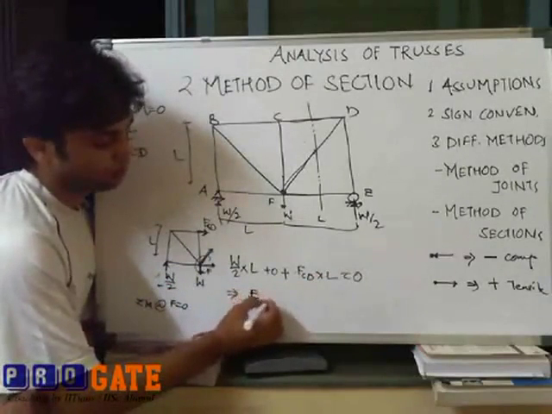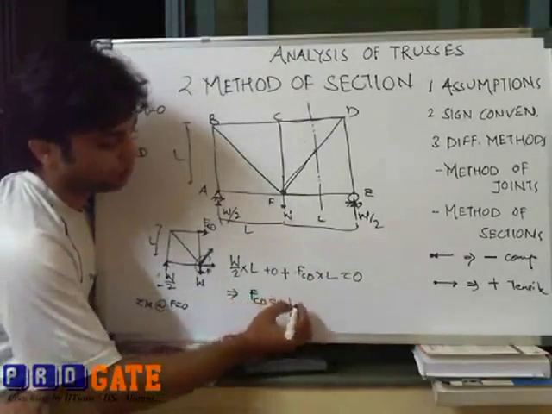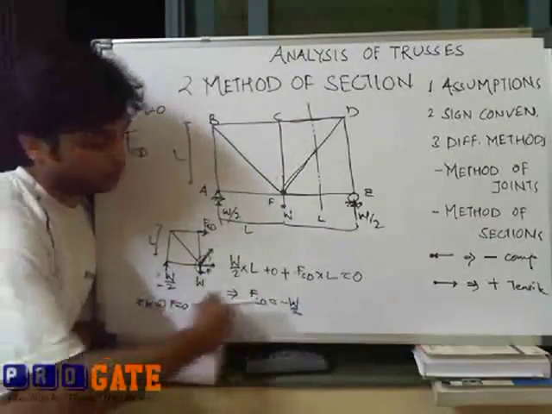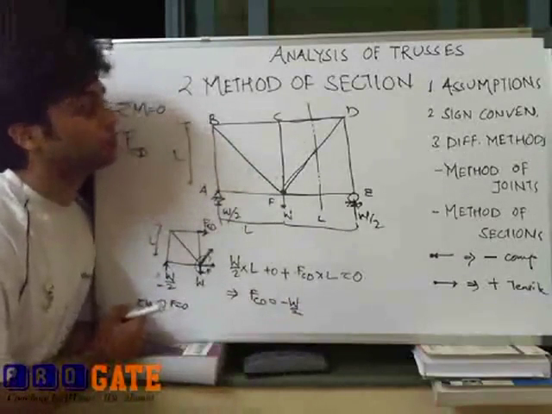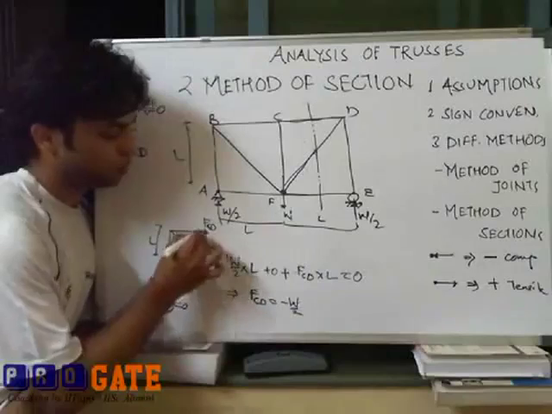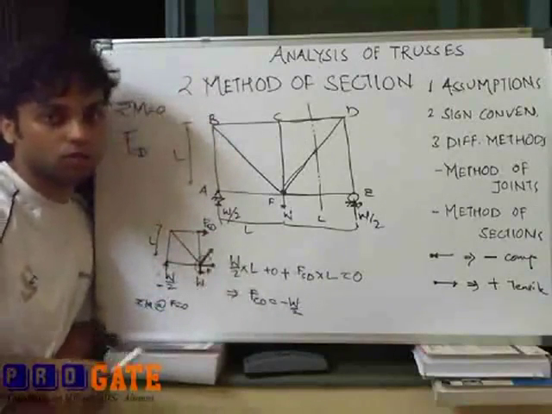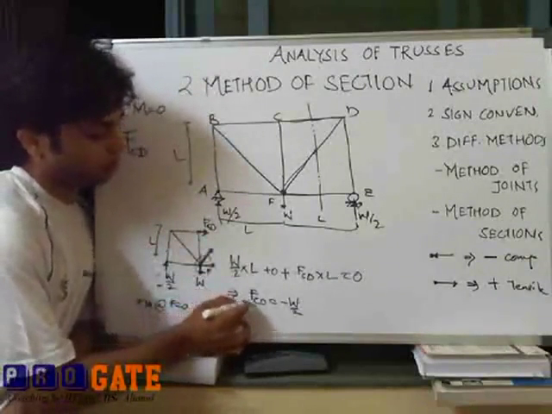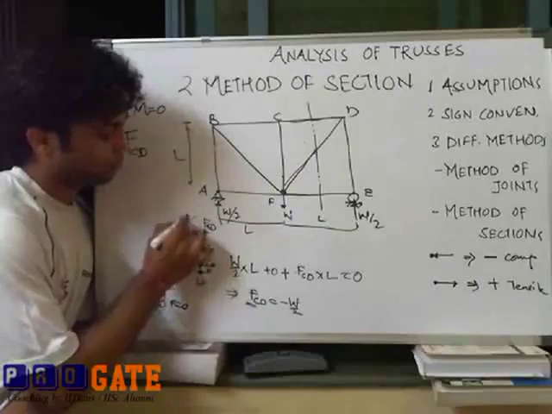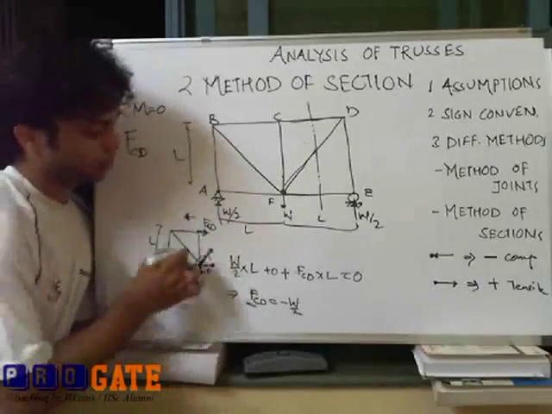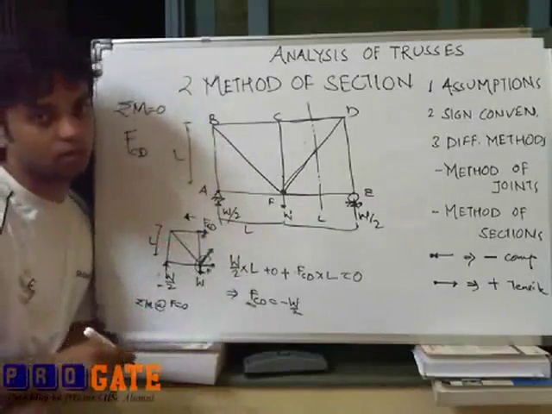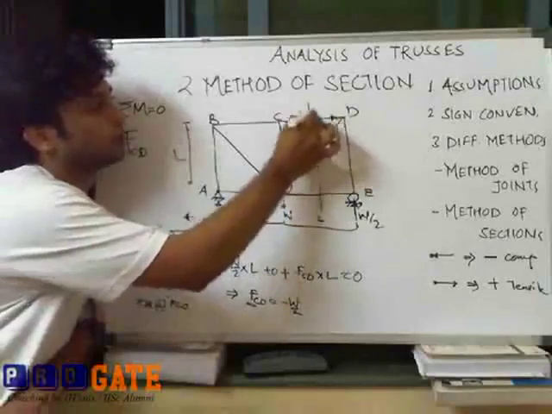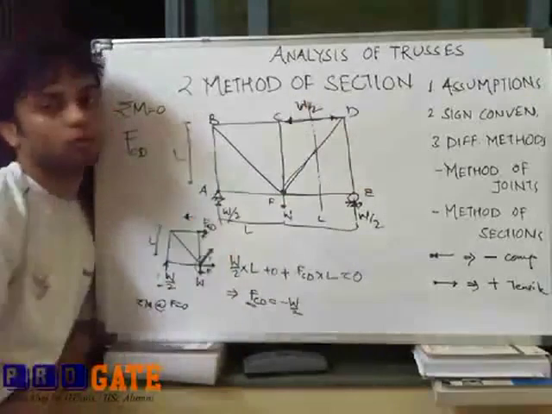which means FCD is coming out to be negative W by 2. What does this negative sign indicate? Negative means the direction that we have assumed is wrong, and it is exactly opposite of that. So that means this will be of this nature, and which means FCD is compressive in nature. It is acting like this, and its magnitude is W by 2.